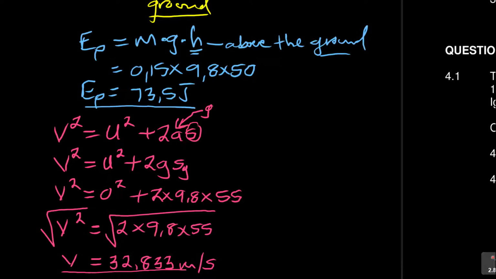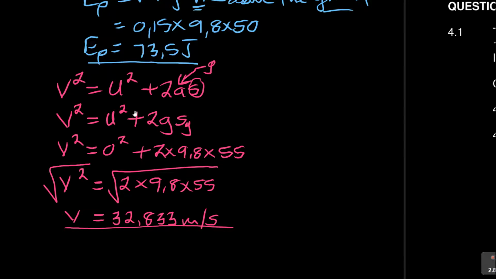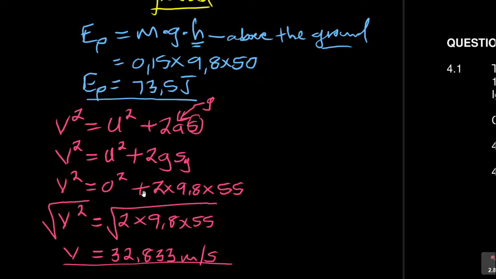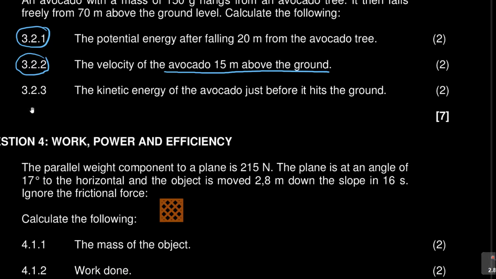That's a velocity. You need to know what you're dealing with. So whenever you're giving your answers, give the relevant units. Remember, they said formula, substitute, units. The answer with the units. All right. The next one is 2.3. It says the kinetic energy of the avocado just before it hits the ground.